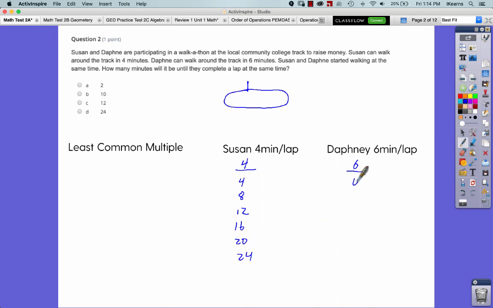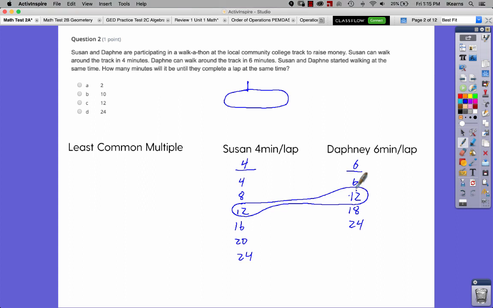If we go to 6, we'll go 6, 12, 18, 24. Now, again, you want to look for the least common number. Well, 12 is your least common number. So if they're both walking at the speed that they indicated here, they will cross again on Susan's third lap and on Daphne's second lap.